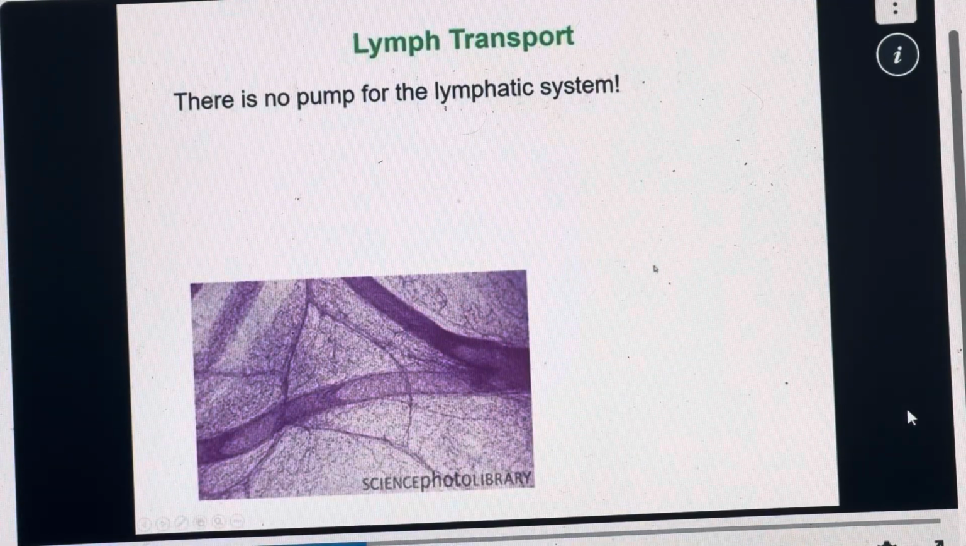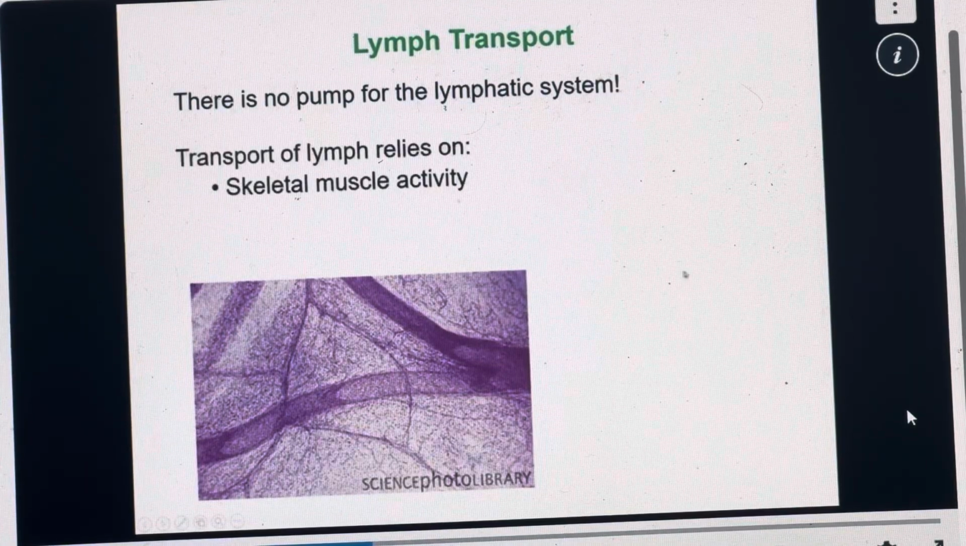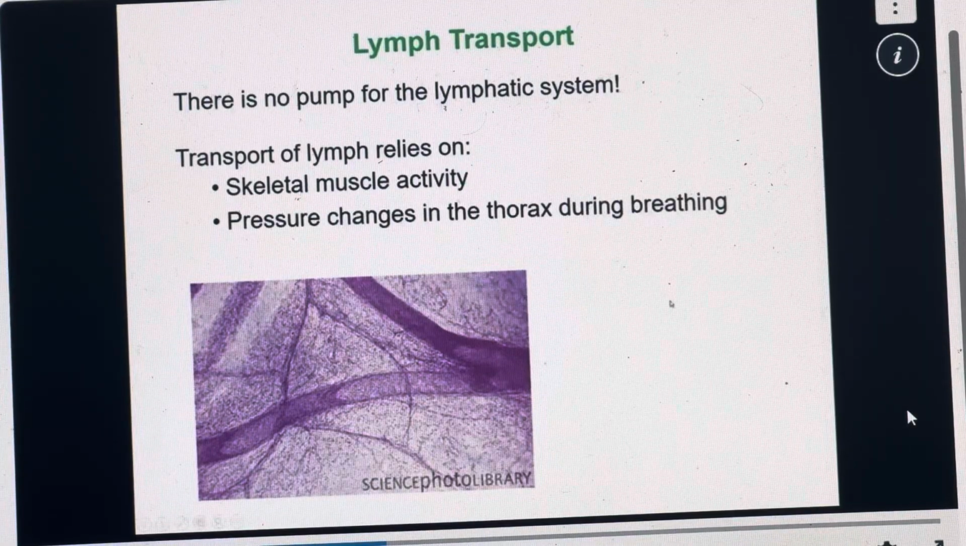Also, unlike the circulatory system, there's no pump for the lymphatic system. There's no equivalent of the heart. So in order to transport that lymph from the tissues where that fluid was picked up back all the way up through the heart, we need to rely on, first of all, skeletal muscle activity, and then also pressure changes in the chest during breathing.